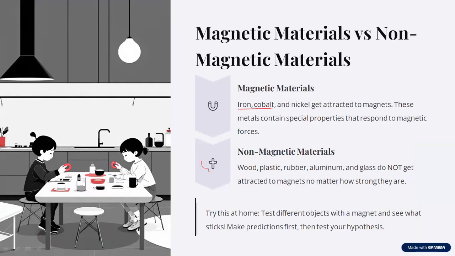Iron is there, cobalt is there, and nickel, they get attracted to magnets. And these metals contain special properties. They respond to magnetic force. We already learned that there, the spinning of the electrons is in such a fashion that they together produce the invisible magnetic force in one direction.